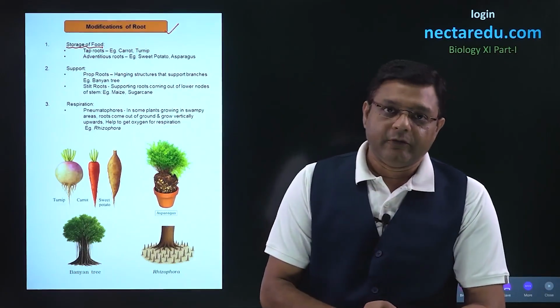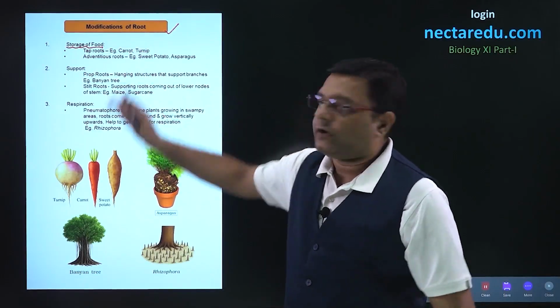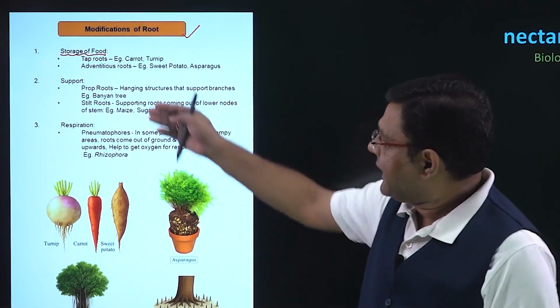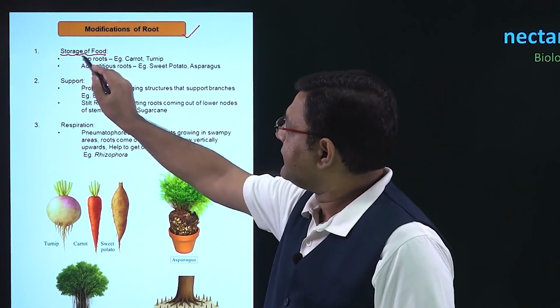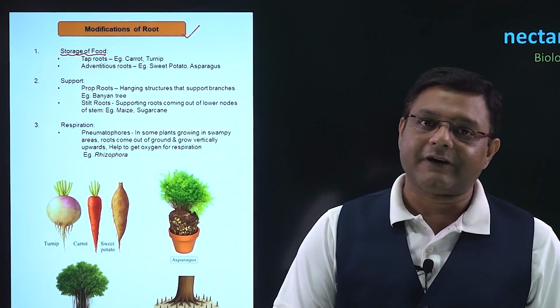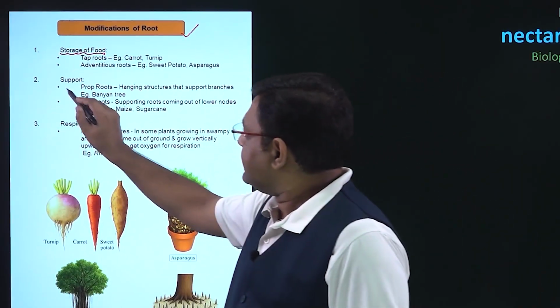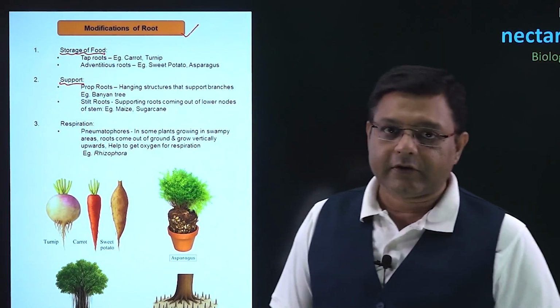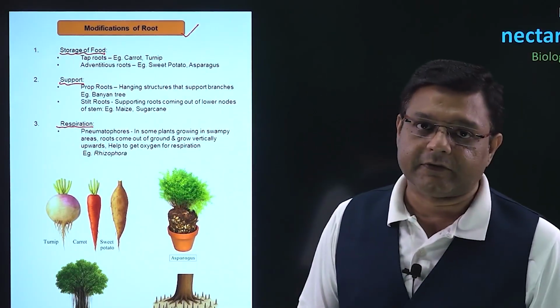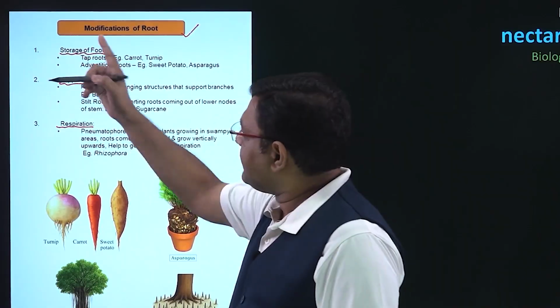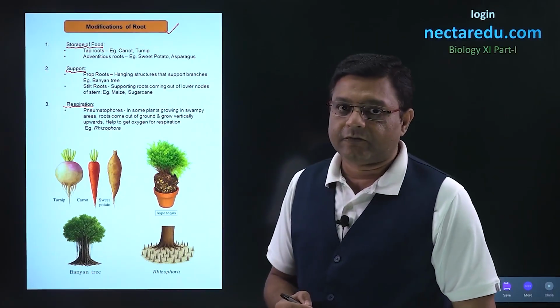In this particular video, we will look into the modifications of root. There are three modifications of roots. The first modification is in which root functions for the storage of food. The second is support, and the third is that it performs the function of respiration. Starting with the first function, that is storage of food.